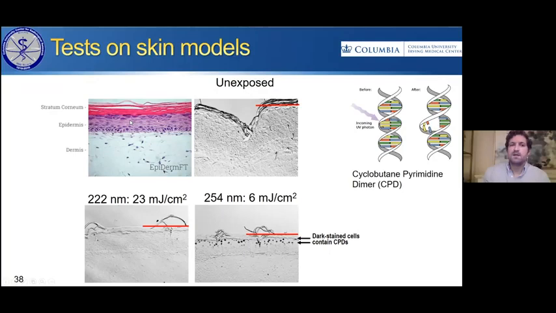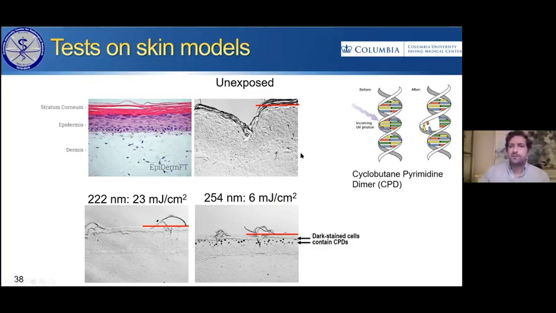So these are histological sections. The unexposed picture is in the top right. I've added a red line to indicate where the stratum corneum is. If you're not used to looking at these, it can be difficult. And then exposing to different doses of either 222 nanometer light or 254 nanometer light. We chose doses that are equal to the daily exposure limit, and you can see the effects.